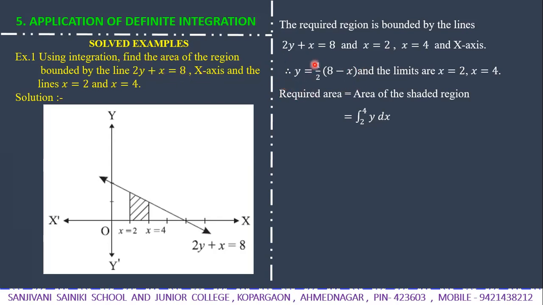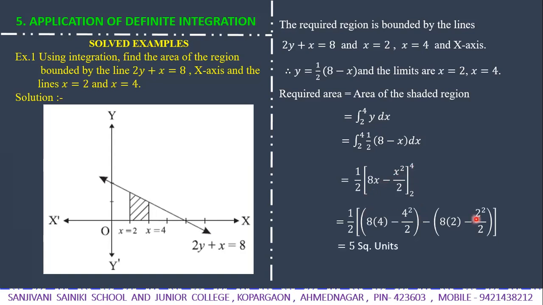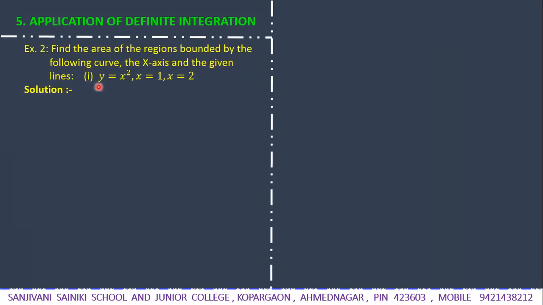Y is equal to 1 by 2 times (8 minus x). So 1 by 2 is a constant, so we can take it outside. Integration of 8 minus x is 8x minus x square upon 2. Now put the lower limit and upper limit and simplify. You get 5 square units. So this area is 5 square units.